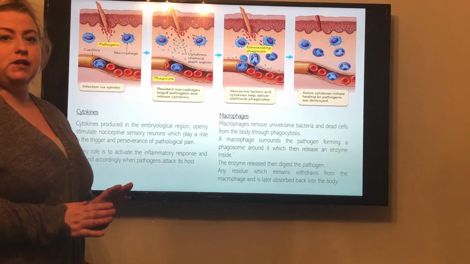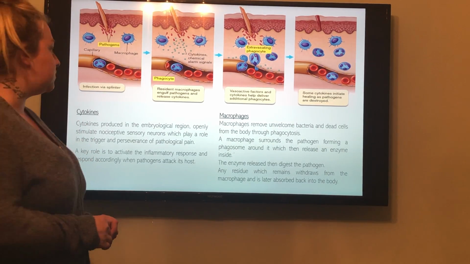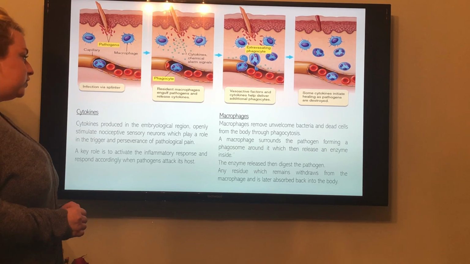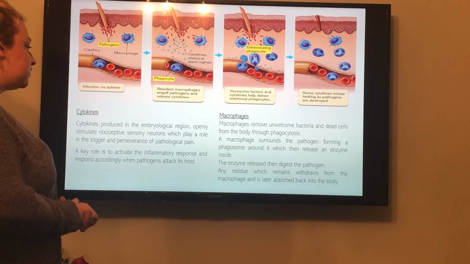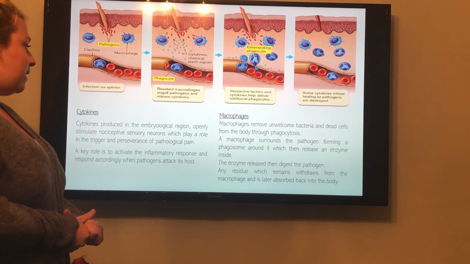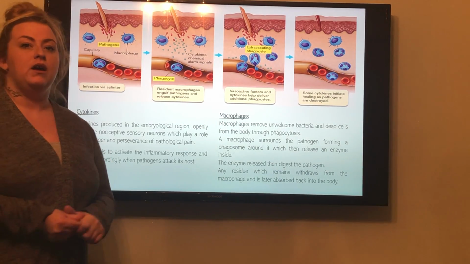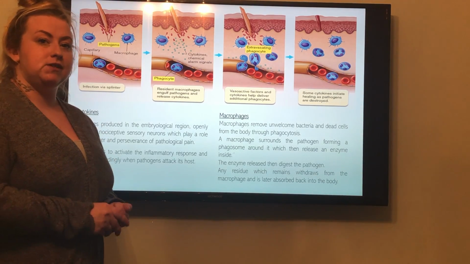Now, cytokines are released by the immune system, and they are signalling proteins which affect the cell's communication. Cytokines produced in the embryological region openly stimulate nociceptive sensory neurons, which play a role in the trigger and perseverance of pathological pain. A key role is to activate the inflammatory response and respond accordingly when pathogens attack its host cell. Following this are macrophages, which are made from monocytes in stem cells.